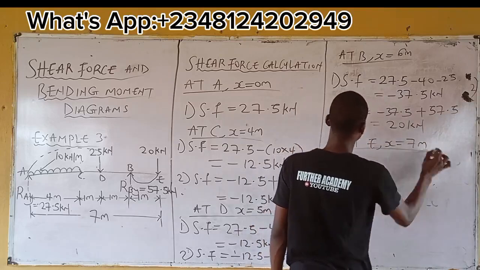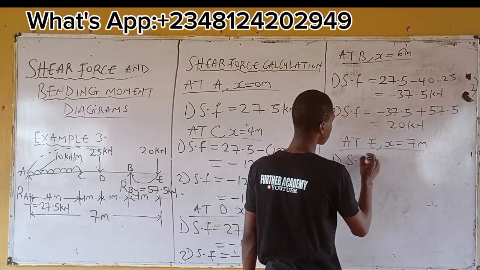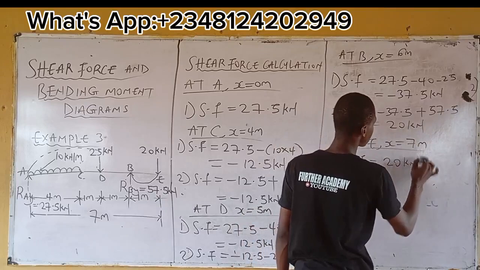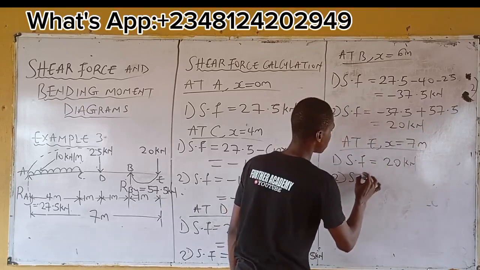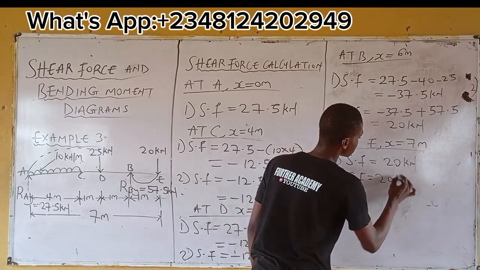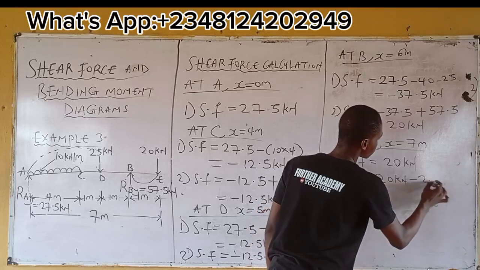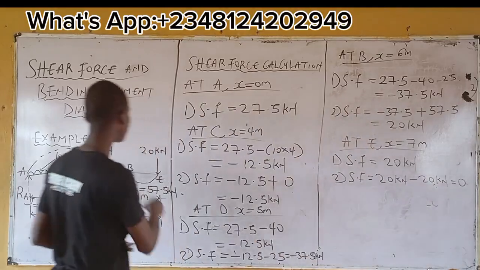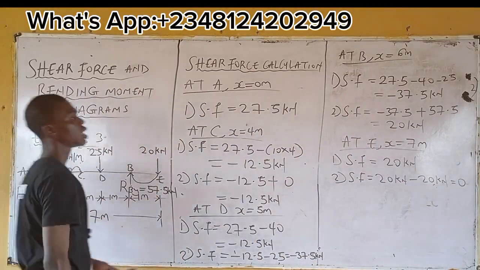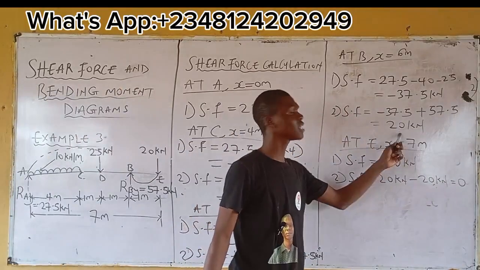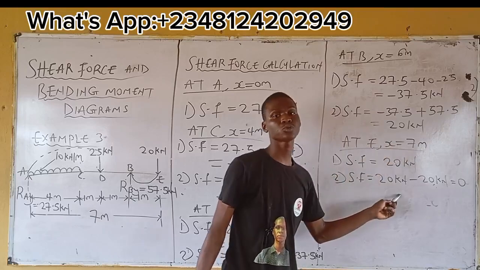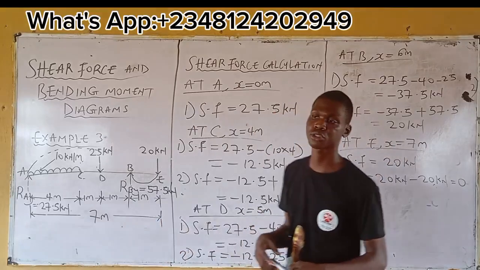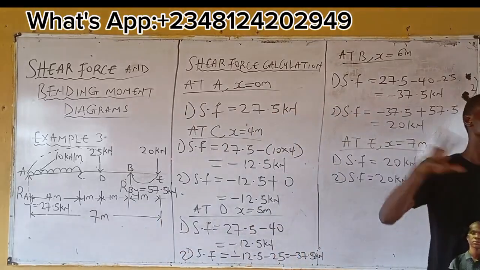7 meter. The first value of shear force becomes what? The last value here, meaning 20 kilonewton. Then second value is equals to 20 kilonewton minus 20 kilonewton, which is equals to what? 0. I'm on point E. 20 is acting downward. I have negative 20. The last value that I calculated here, positive 20. Any question? Alright, this is your shear force calculation, meaning shear force value at each point.